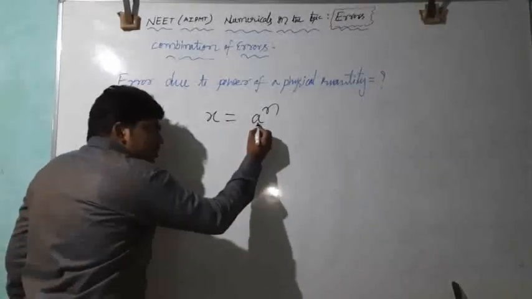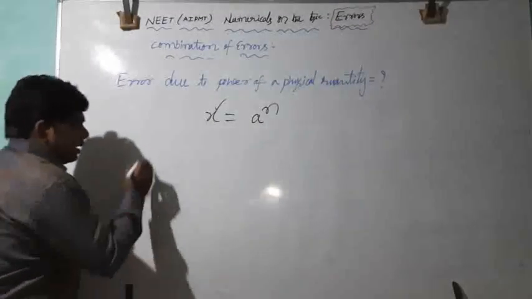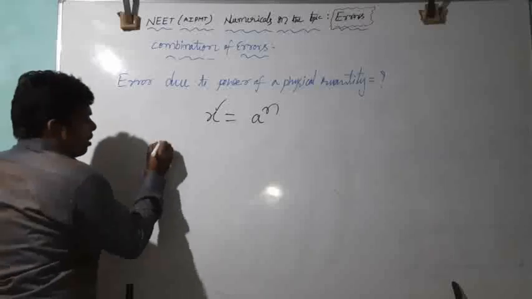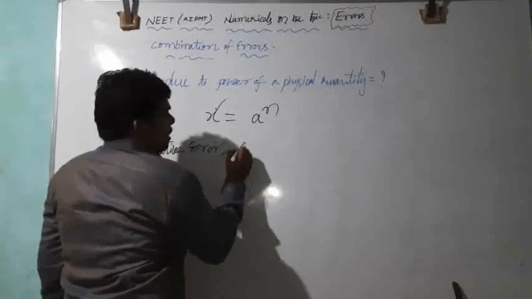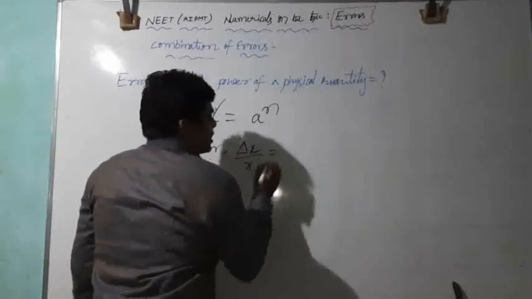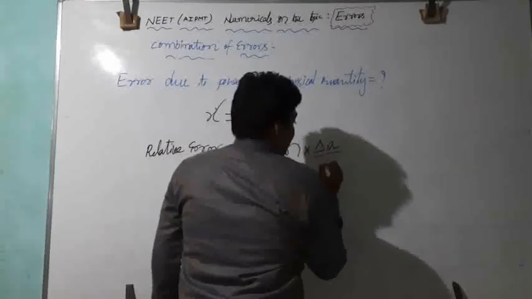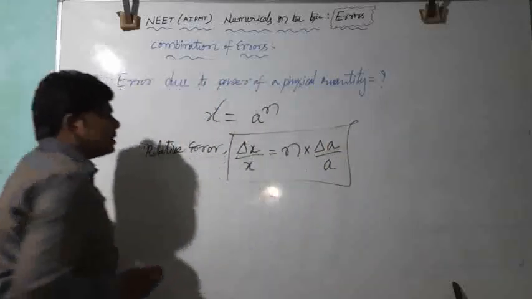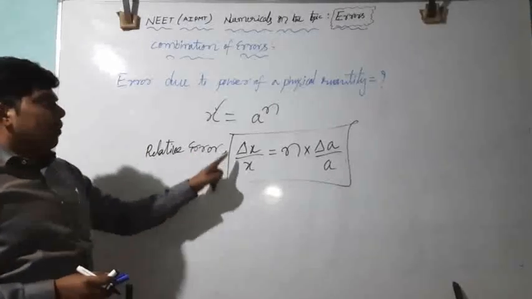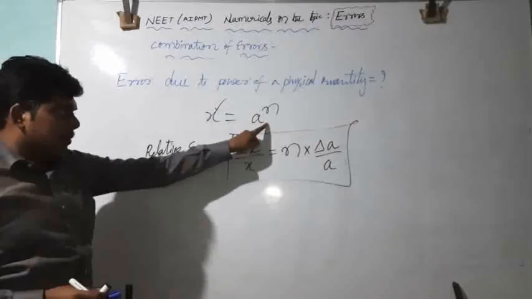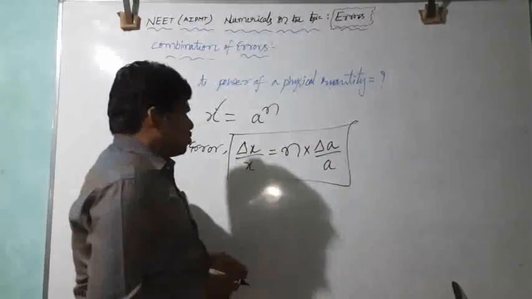Due to this, is there an error which occurs in x? Yes, it does, and that can be calculated. The maximum relative error, delta x by x, is equal to n into delta a by a. The maximum possible relative error in the power of a physical quantity is given by delta x by x is equal to n into delta a by a. And you should remember that.